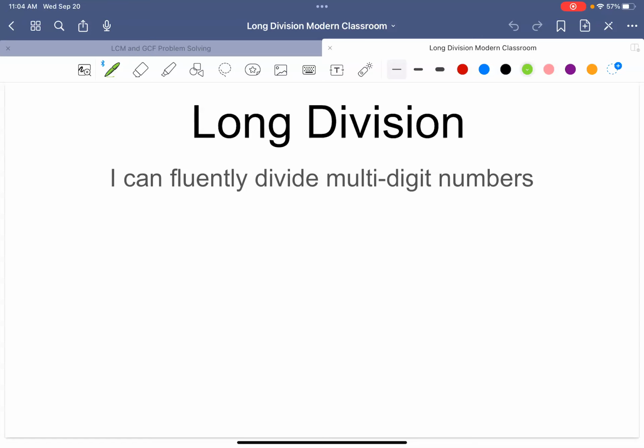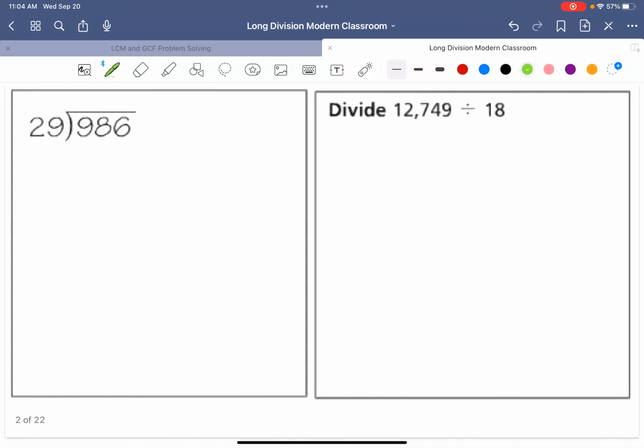By the end, you'll be able to fluently divide multi-digit numbers. Fluently means easily, with grace. So, the first question you have in your notes is 986 divided by 29.